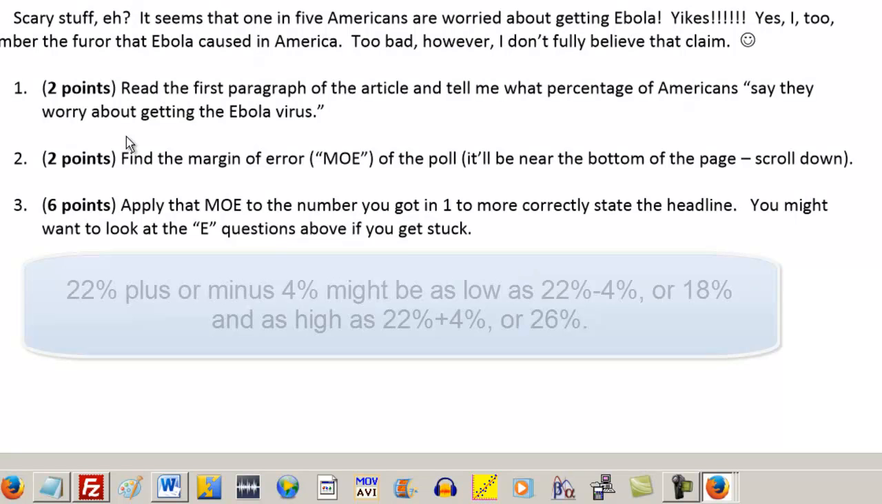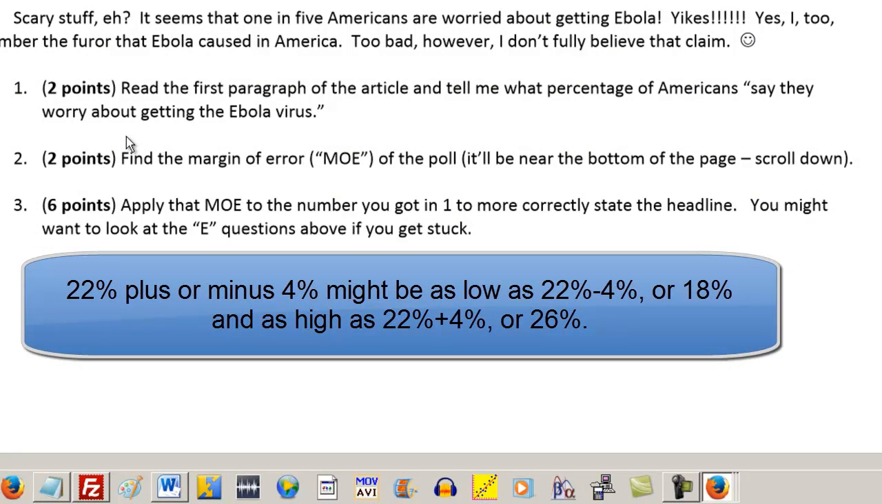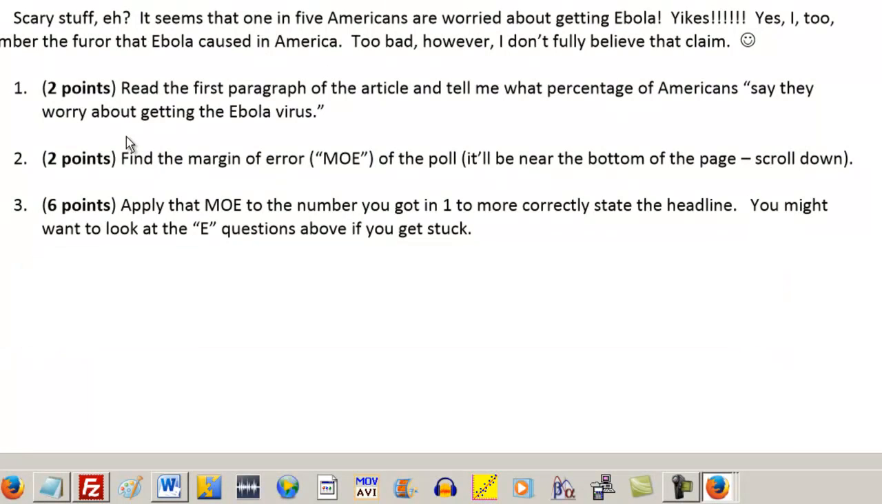If you take 22% and subtract 4, that's 18%. And 22% plus 4 is 26%. So the headline should read, between 18 and 26% of Americans worry about getting Ebola. It's not as clever as 1/5 of Americans worry about getting Ebola, but it's more statistically sound because you can't prove to me that they counted every American, which is the only way they could have said 22% worry about getting Ebola. And that's it.